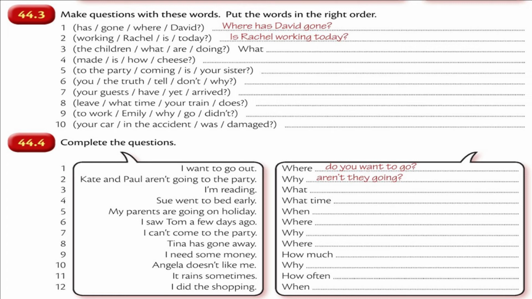Number 6. Why don't you tell the truth? Number 7. Have your guests arrived yet? Number 8. What time does your train leave? Number 9. Why didn't Emily go to work? Number 10. Was your car damaged in the accident?